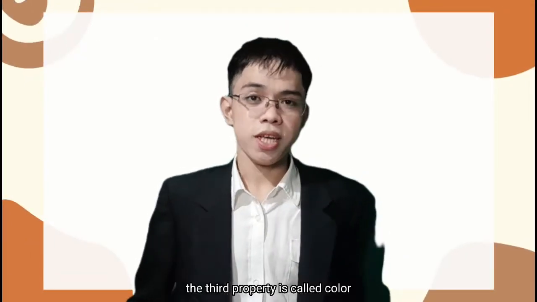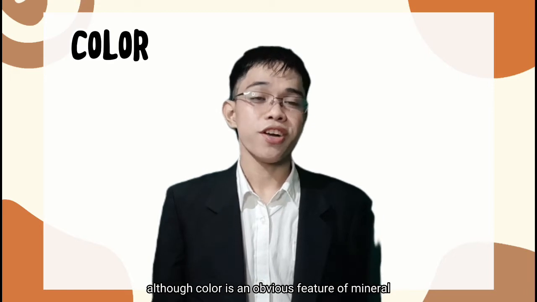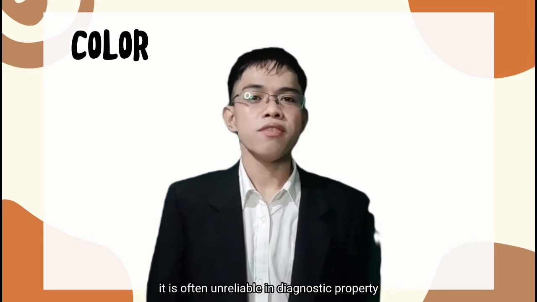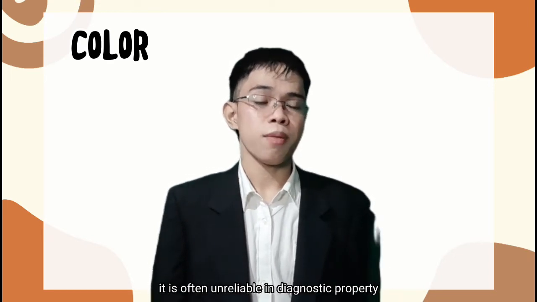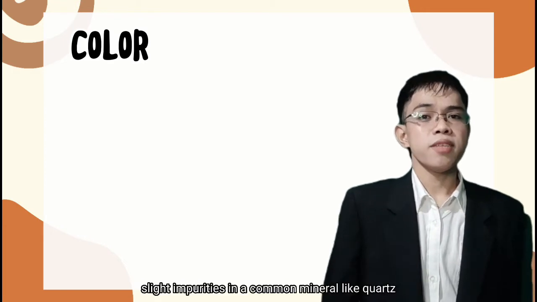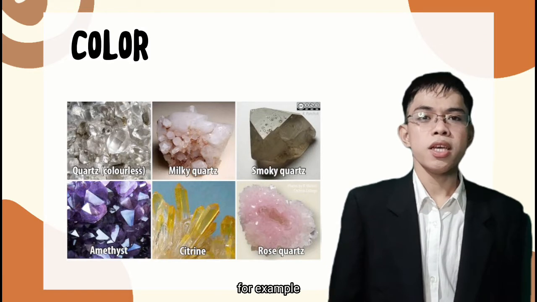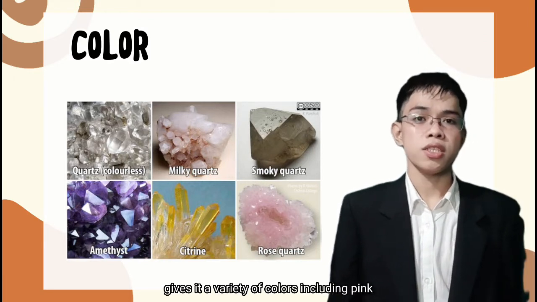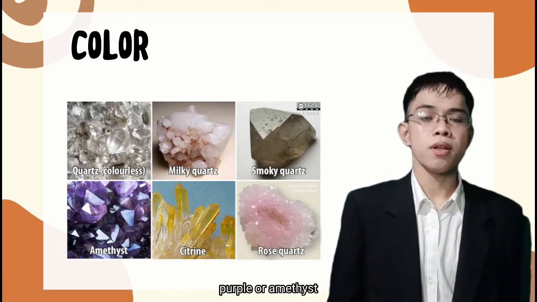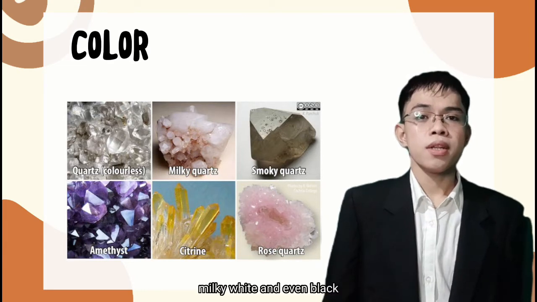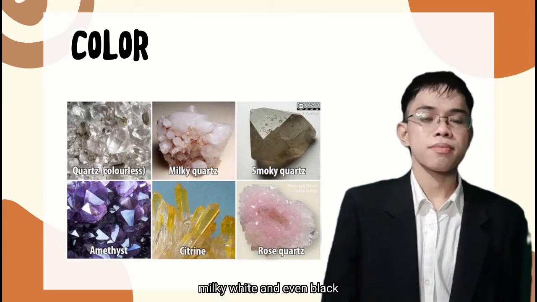The third property is called color. Although color is an obvious feature of a mineral, it is often an unreliable diagnostic property. Slight impurities in a common mineral, like quartz for example, give it a variety of colors, including pink, purple, or amethyst, milky white, and even black.